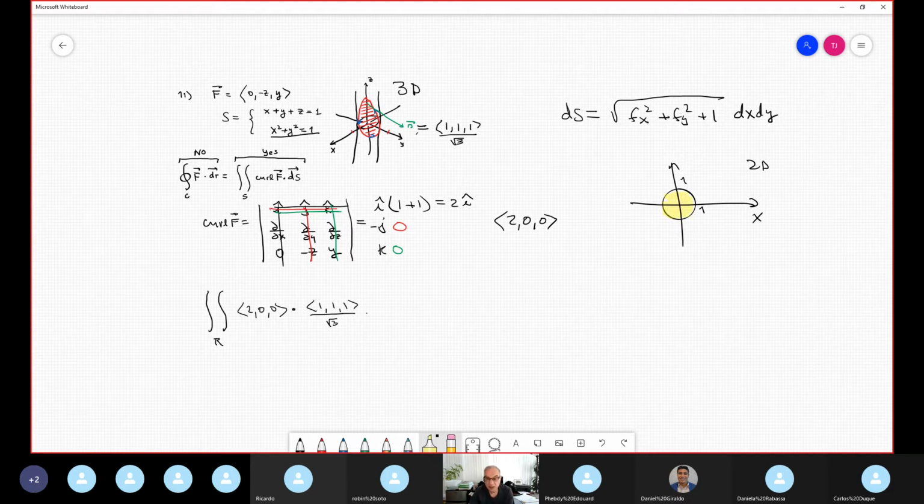Okay, but let me compute ds. How do you compute it? It's easy. You compute the partial derivatives of f. But who is f? Well, f is this. The partial derivative with respect to x. Okay. Let me try to do it in detail.